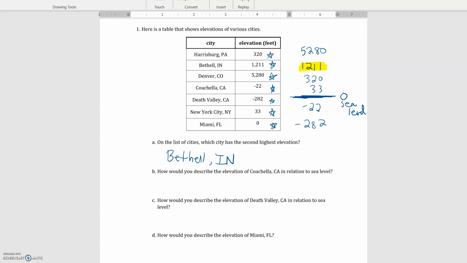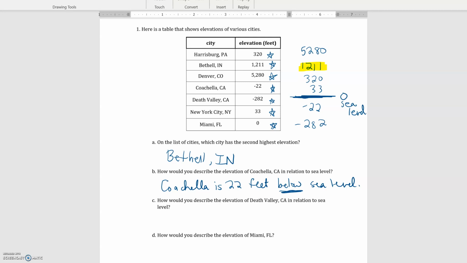My next question says, how would you describe the elevation of Coachella, California in relation to sea level? I see in my chart that Coachella is negative 22. And I know that negative sign means below the sea level. So I'm going to describe it as the following. Coachella is 22 feet, making sure I have my units, below, keyword here is below, sea level. That word below describes how the elevation is negative.